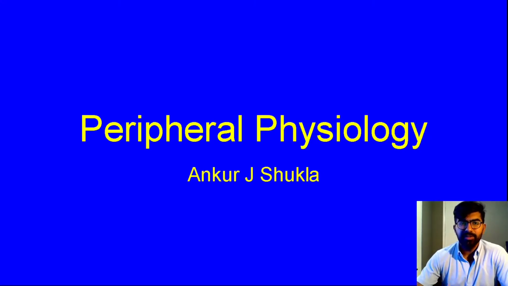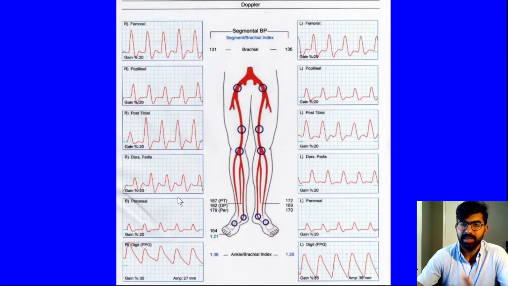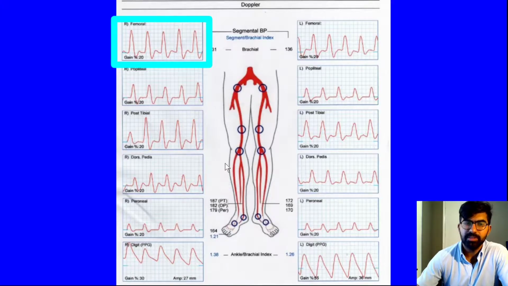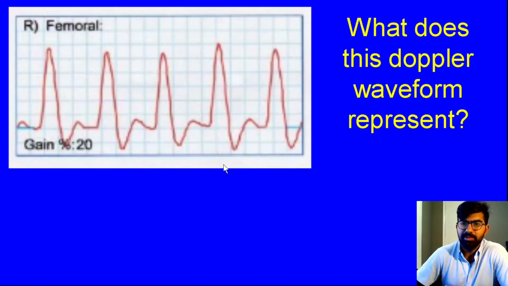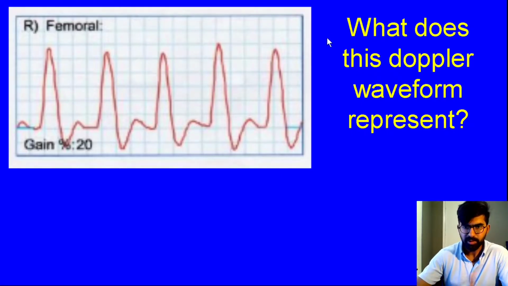So first of all, let's just go through what peripheral physiology is. And if you're in any way, shape, or form doing any kind of vascular surgery, you're going to see something like this. This is a segmental blood pressure, and you'll see the ABIs. And so let's just talk about this particular waveform. Okay, so let's blow that up. And what does this Doppler waveform represent? We'll make it very simple.